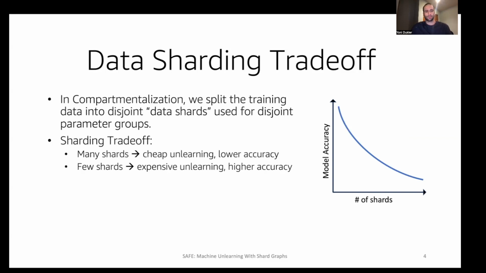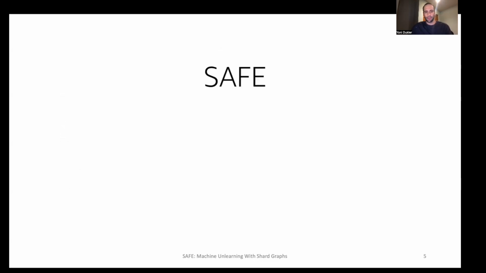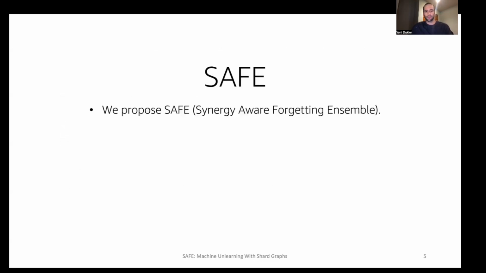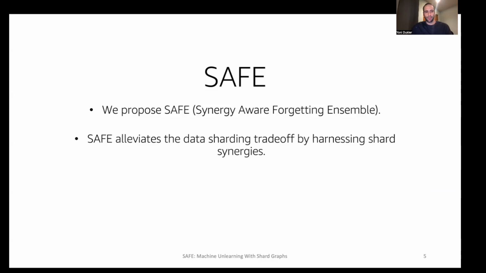In contrast, we can train with few shards, which will be expensive to unlearn, so the number of samples in each shard will be high, but this will lead to higher accuracy. We argue that this is because when training with many shards, the number of samples in each shard is small, which results in a loss of synergy, even if we assemble all of the trained shards after training. And we present SAFE to alleviate this issue. SAFE stands for Synergy Aware Forgetting Ensemble. And in SAFE, we alleviate the data sharding trade-off by harnessing shard synergies.